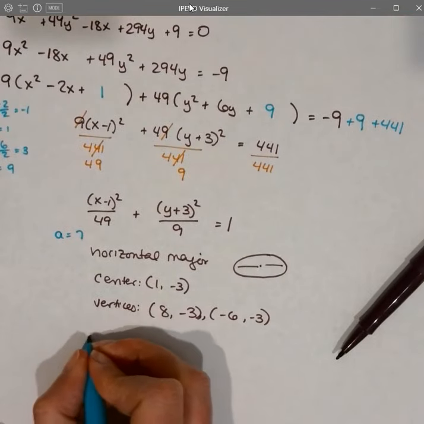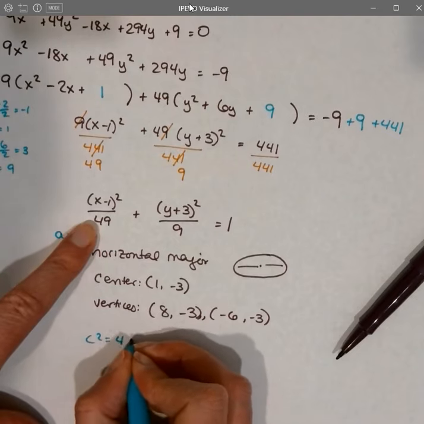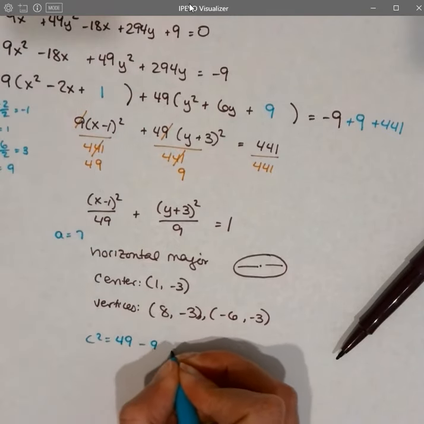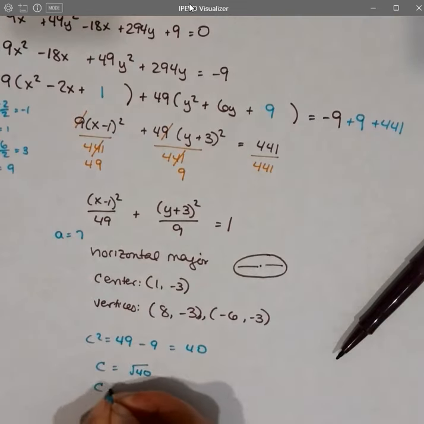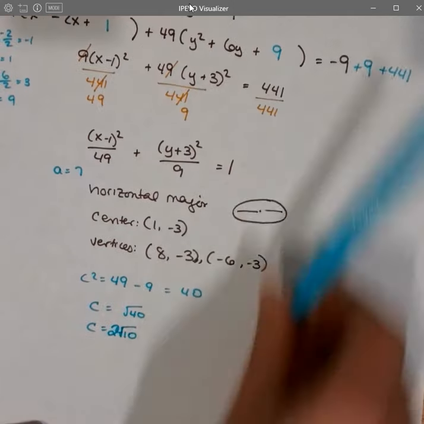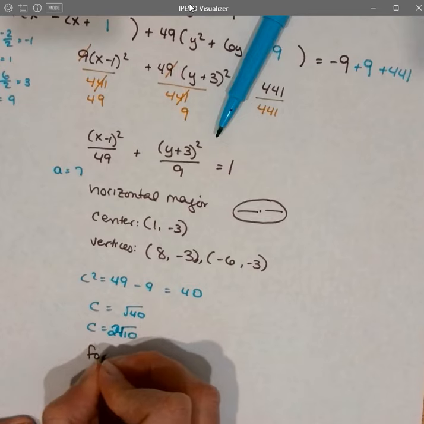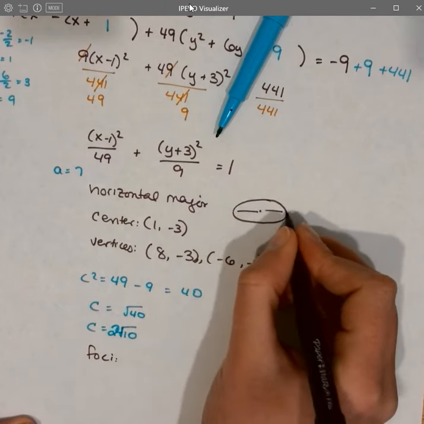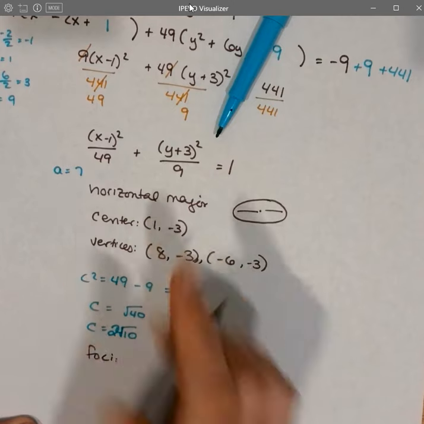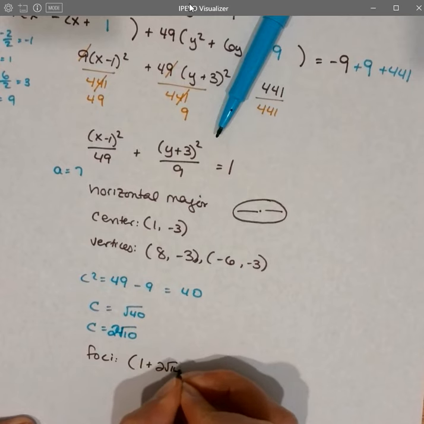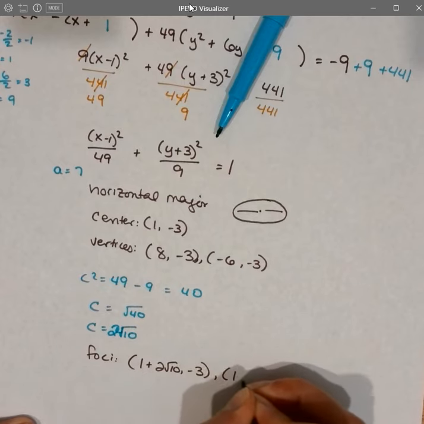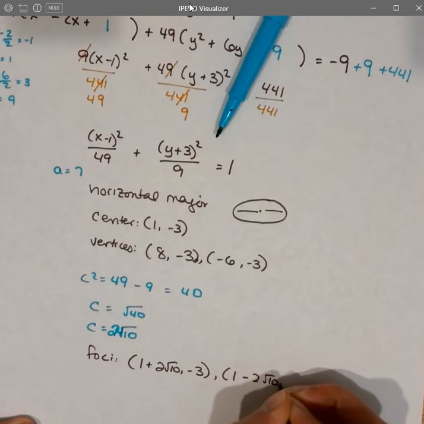And so we know that c squared is a squared minus b squared, so that's 40. And so c is the square root of 40, which is the square root of 4 times 10, so 2 square root of 10. Okay, so that means that the foci are in the x direction again, adding to the x from the center, adding 2 root 10 and subtracting 2 root 10. So 1 plus 2 square root of 10, negative 3, and 1 minus 2 square root of 10, negative 3.